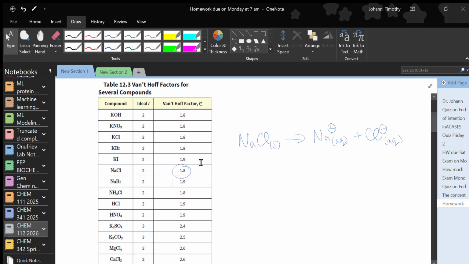So let's say 6.0 millimolar sodium chloride dissolves. I can give you grams, you can calculate moles. We're going to skip that part. Or let's not even say dissolves. Let's say I have a 6 millimolar sodium chloride solution. I like that better. What is the molarity of particles in that solution?